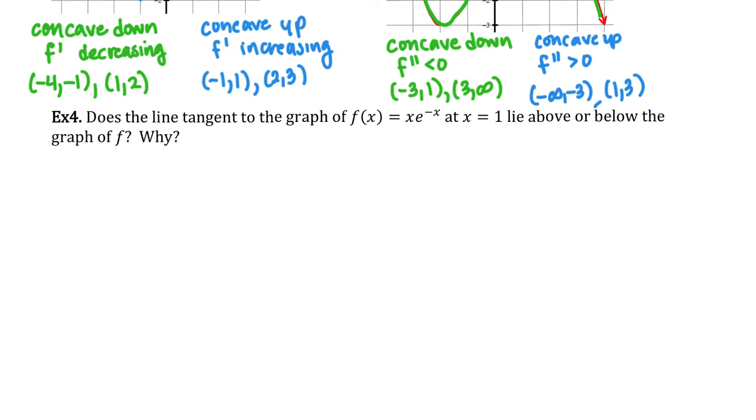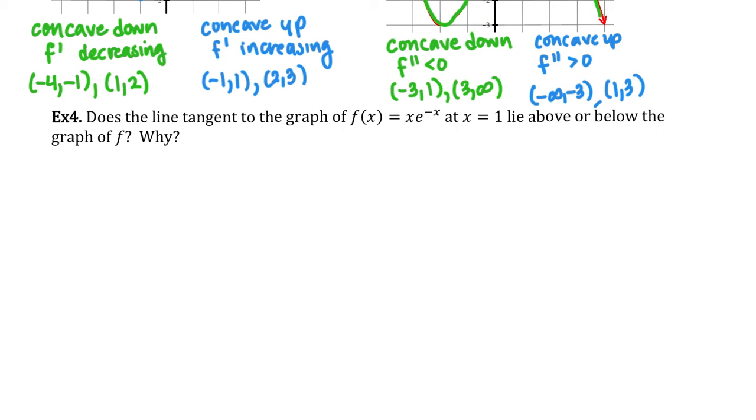Okay, let's try one more example of when we might want to determine the concavity of a function. Okay, it says, does the line tangent to the graph of f of x equals x e to the negative x at x equals 1 lie above or below the graph of f, and why? Okay, if you recall from the last chapter, whether it lied above or below the graph depended on if it was concave up or concave down. So let's figure out the concavity and then we'll determine which way it is.